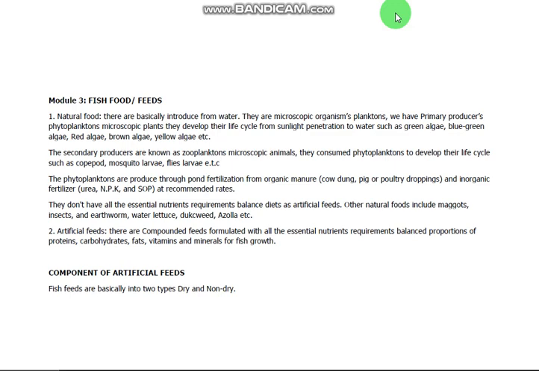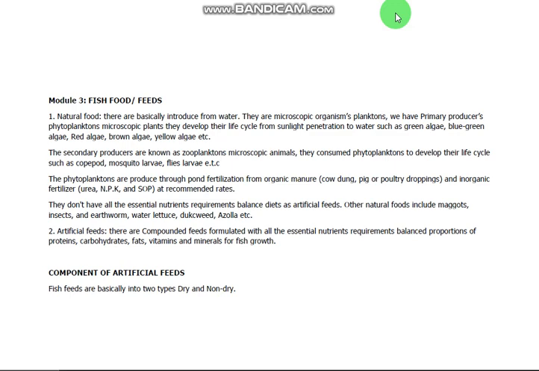You know, feed is one of the things that take the highest input of production when it comes to fish production. So you have to be able to improvise on what you can do to reduce your cost, and that is why you are going through fish feed technology in this module today.